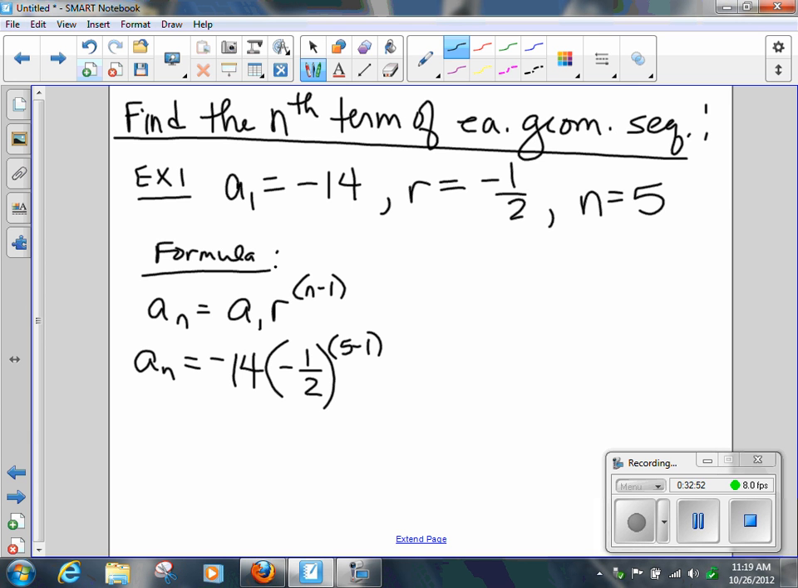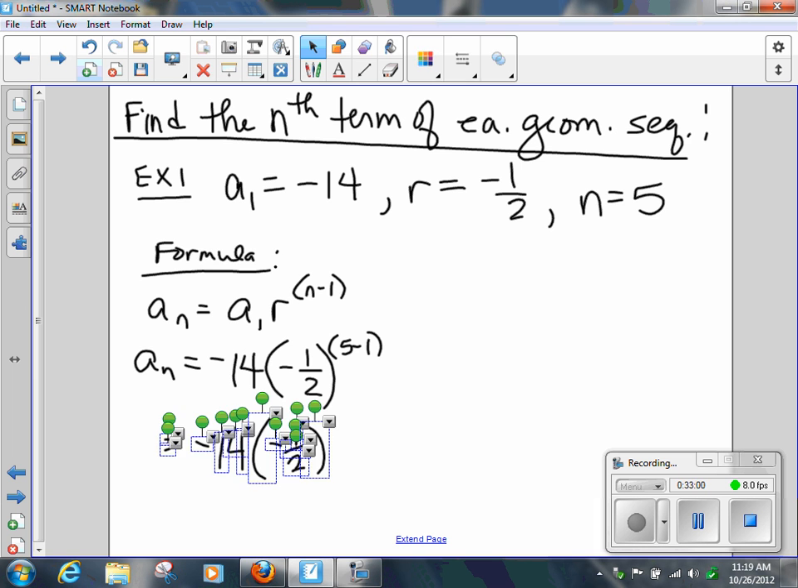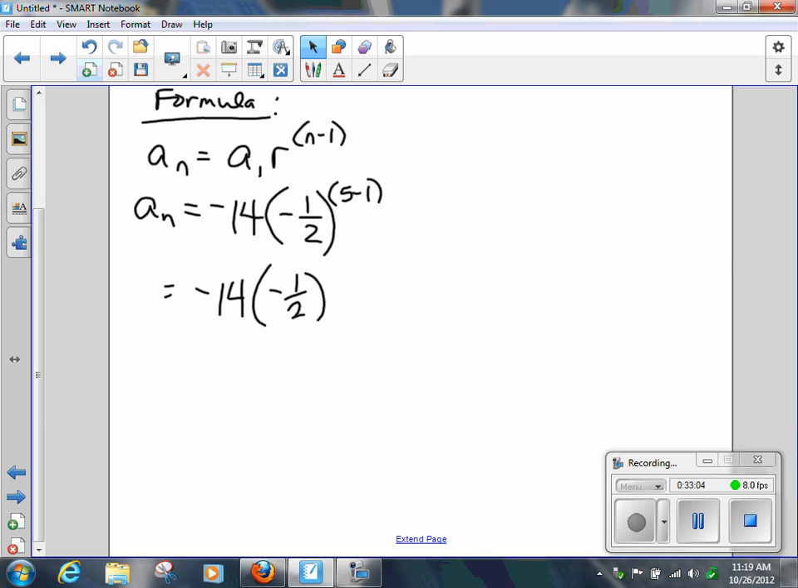Bless you. Now, folks, I do not want to make a careless mistake here. So, I'm going to show every single step, just because I'm afraid if I don't, I'm going to make a careless mistake. So I'm going to have -4 times -1/2 raised to the 4th power.